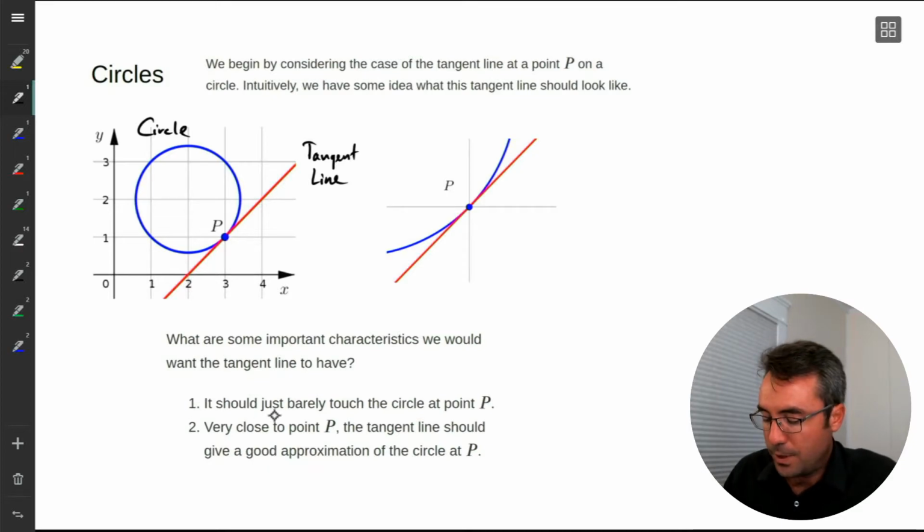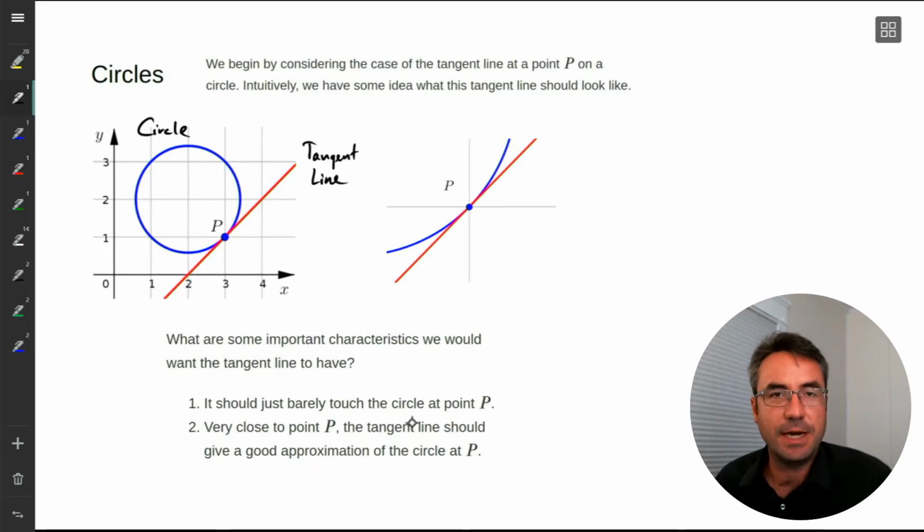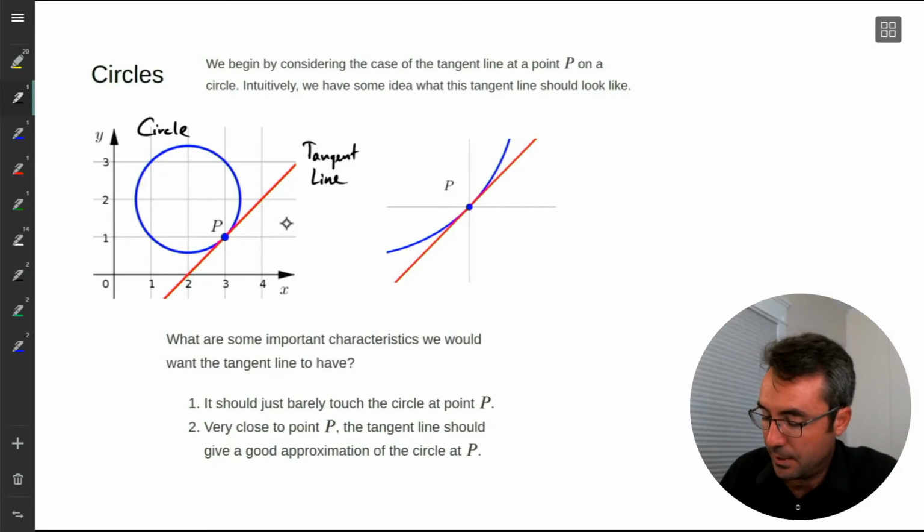Well, we know it should just barely touch the circle at that point. So we don't want it to intersect the circle more than once. We want it to just touch the circle at that point. And related to that, very close to that point, the tangent line should give us a very good approximation to our circle. So if we were to zoom in on this point, you can see what happens when we zoom in.